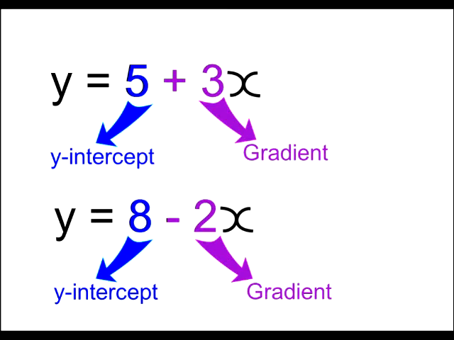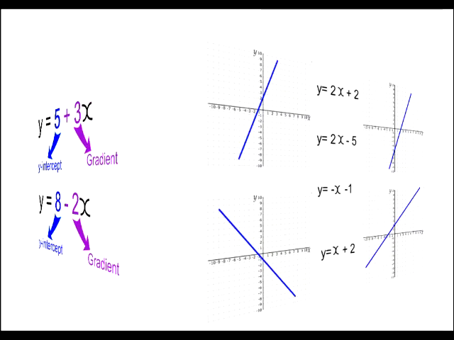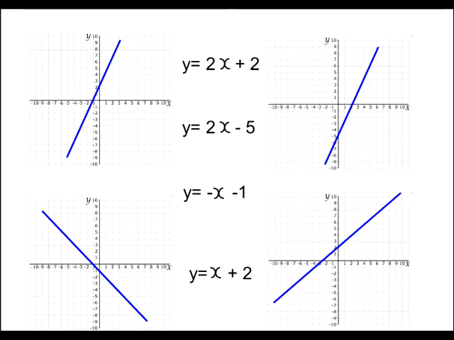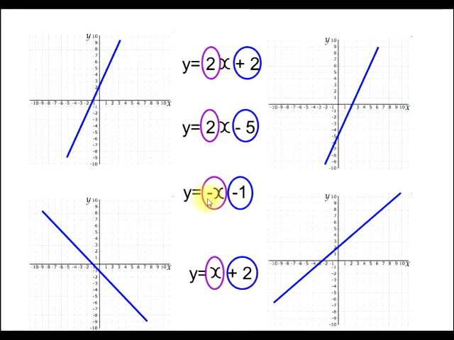So using this knowledge, we're going to try and match up some graphs. You can see here that we have 4 graphs. 1, 2, 3 are going in the positive direction, and this one's coming down in the negative. So let's start with that. Which one of these has a negative with the x? Well, it's this one. So that must go there.